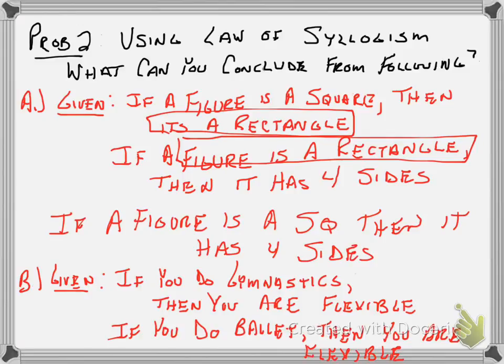B says given, if you do gymnastics, then you are flexible. The other statement is if you do ballet, then you are flexible. If you notice, the hypotheses are the ones that match. I can't use the law of syllogism there because it has to be the conclusion from the first and the hypothesis from the second.